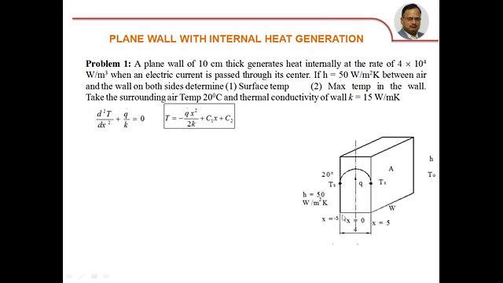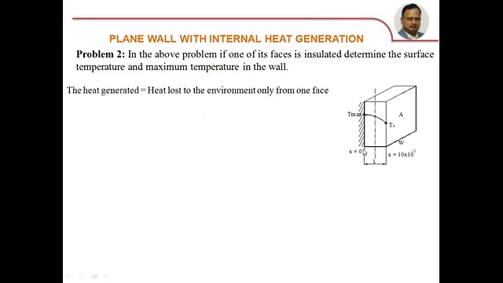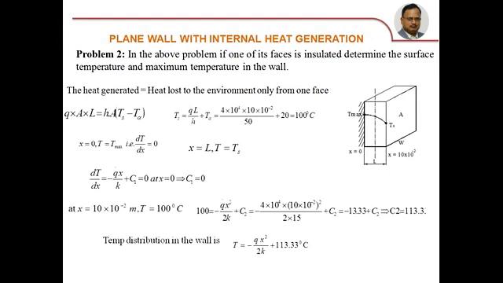But here the boundaries will be x varies from minus 5 to plus 5, whereas in this case the boundary is x varies from 0 to L. So by carefully choosing the initial coordinate system, the 0 point, the origin point, you can solve the problem in a simple way. That is the object.